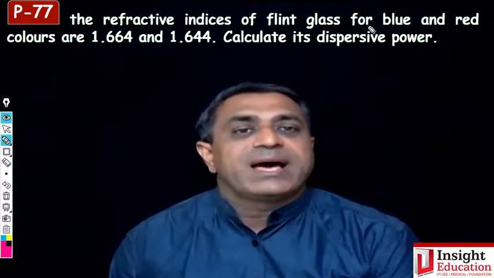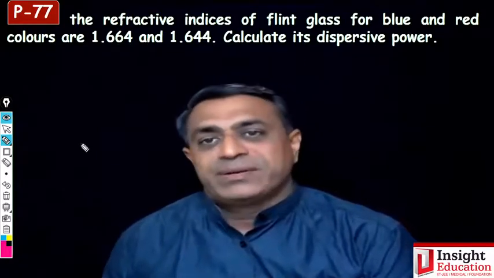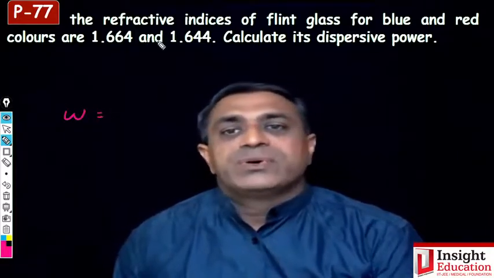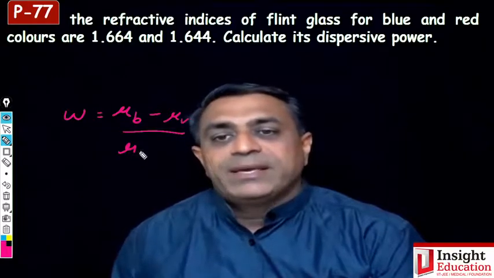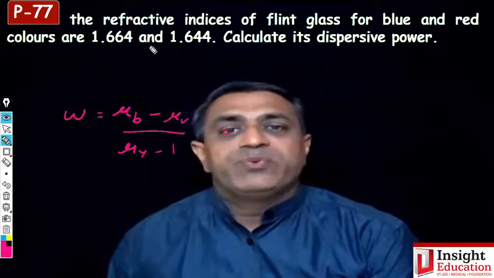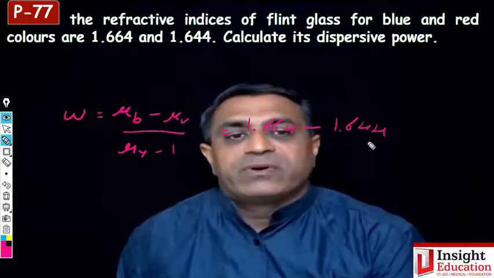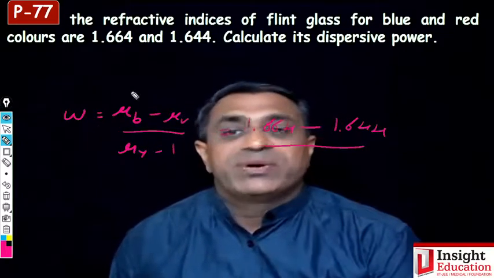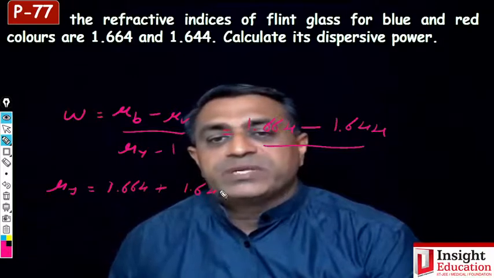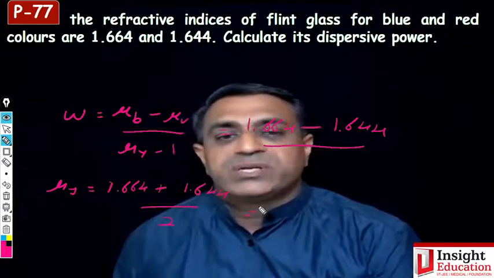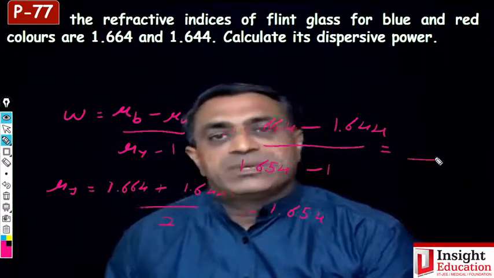The refractive indices of flint glass for blue and red colors are 1.664 and 1.644. Calculate the dispersive power. Omega is equal to mu blue minus mu red upon mu yellow minus 1. Mu blue and mu red are given, 1.664 minus 1.644. Mu yellow is not given, so consider it the average of these two: 1.664 plus 1.644 divided by 2, that is 1.654. So I can write 1.654 minus 1 in the denominator. This is the dispersive power.